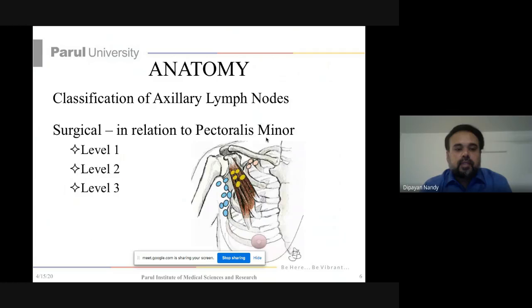The same classification, when you look at it from a surgical point of view, is defined in relation to the pectoralis minor muscle. Like we saw in the previous slide, the pectoralis major muscle lies directly behind the breast, and beneath it lies a small muscle called the pectoralis minor muscle. Based on the location of the lymph node in relation to this, we can further classify the lymph nodes as level 1, 2, and 3.